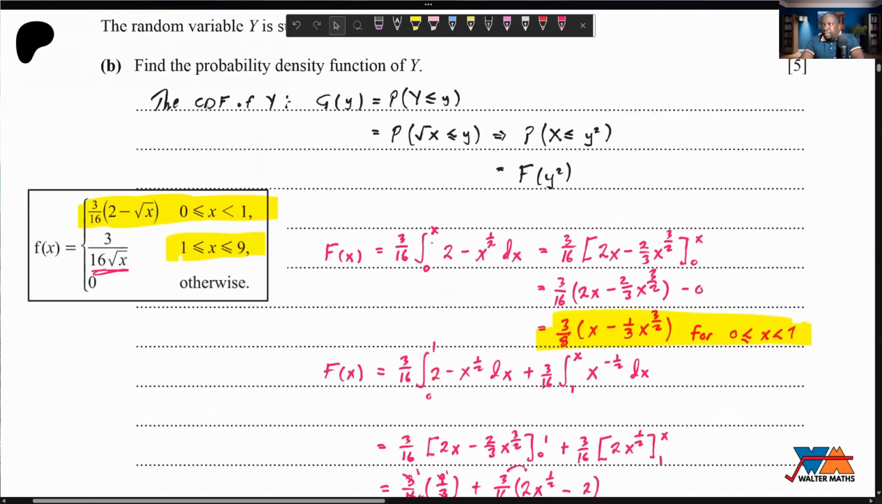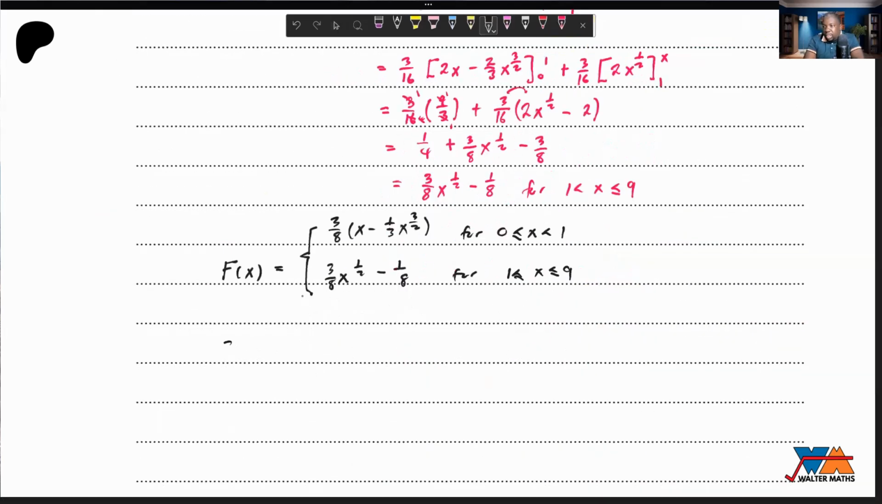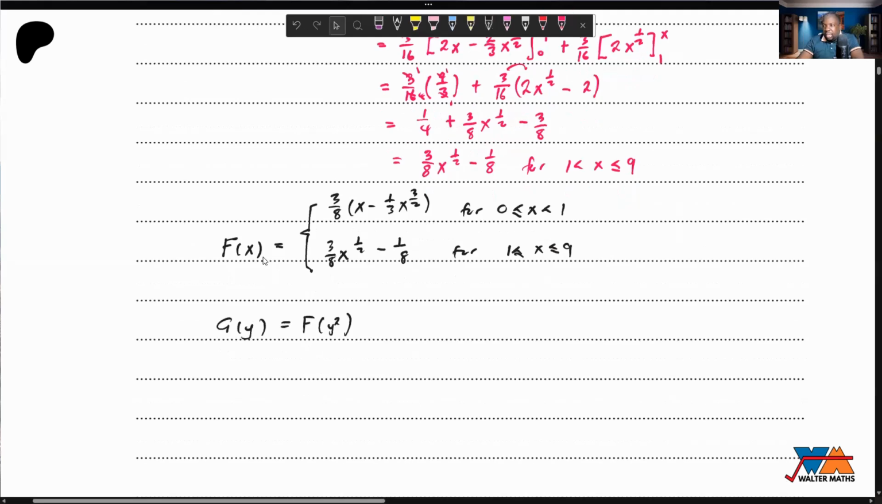Now, to answer the question for g of y, we said g of y is f of y squared, right? So g of y is equal to f of y squared. And what that means to us is that we can therefore say g of y is equal to, for the first piece, 3/8 of y squared minus a third.